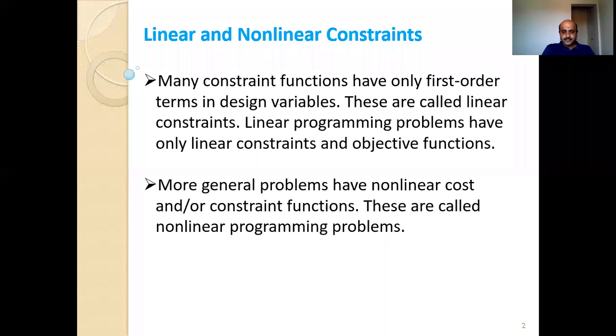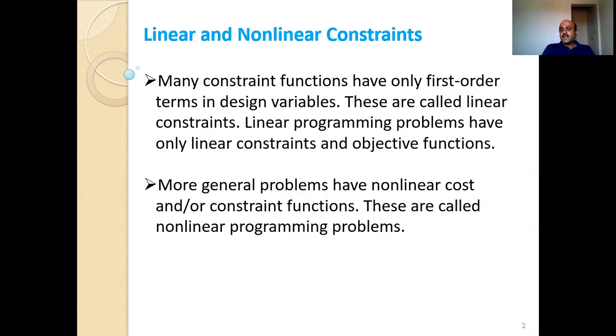And linear programming problems have only linear constraints and objective functions. So we have two types of problems in optimization. One is called linear programming problems, and the other is non-linear programming problems. When you come to linear programming, all the constraints and the objective functions will have a linear relationship with the design variables.